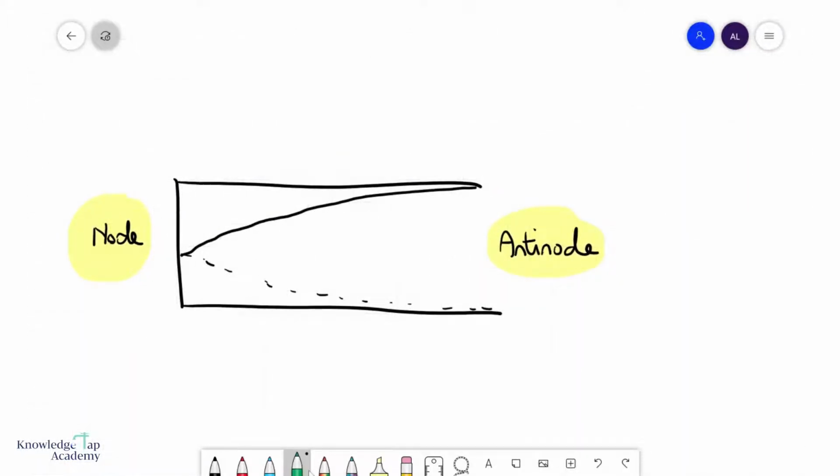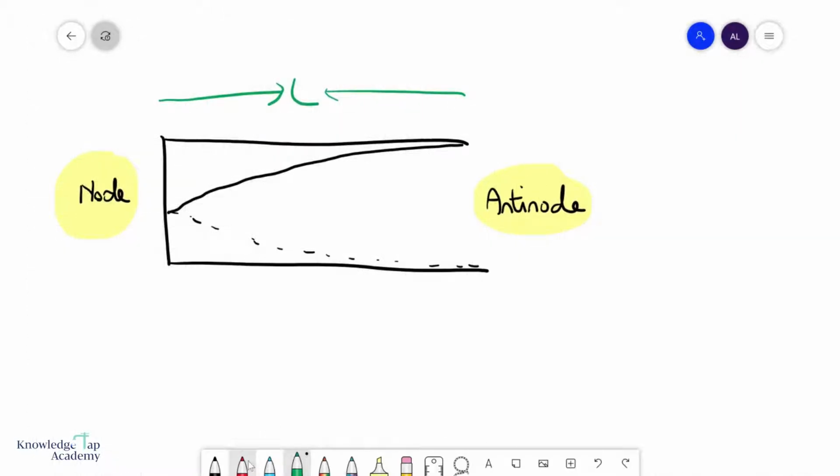Now, if I call this length L, then looking at this system, I see that the first and easiest way to form a stationary wave in such a system is as drawn. And what we can say from this is that the length of the pipe is exactly equal to 1/4 of a wavelength. And so this is your fundamental mode of vibration in such a system.